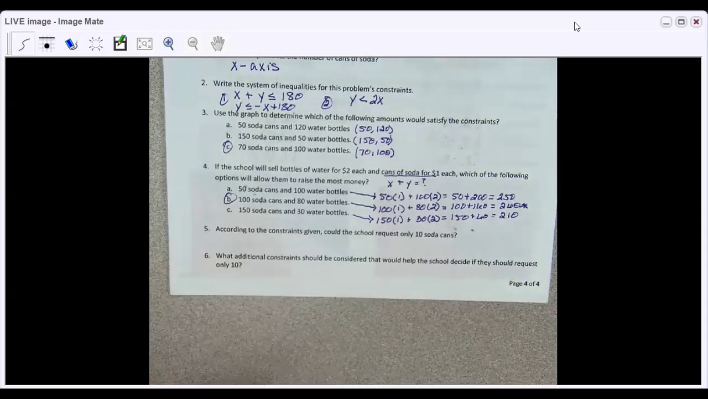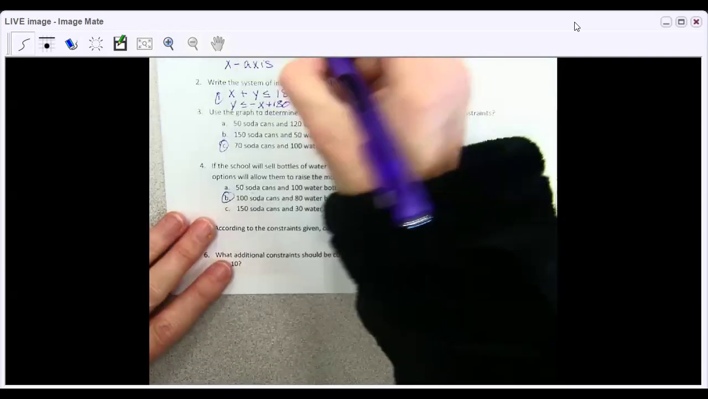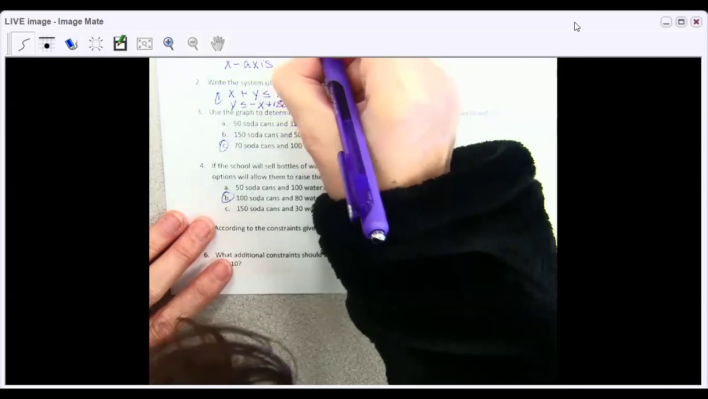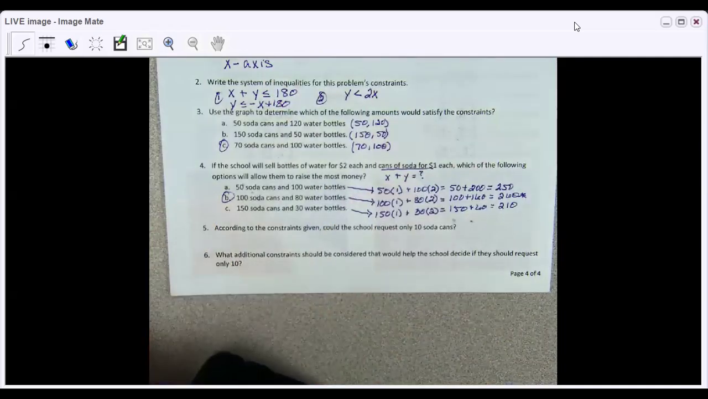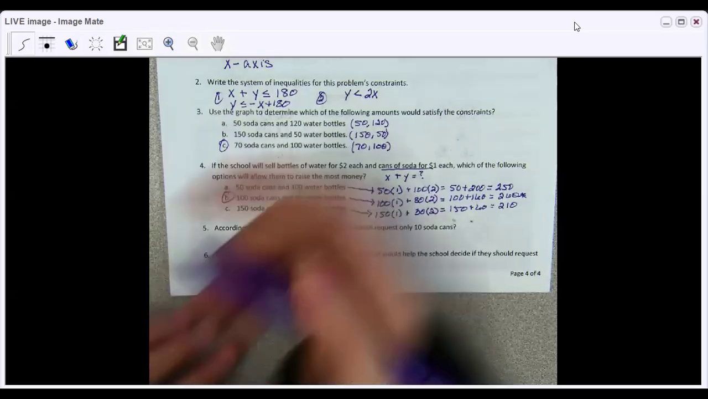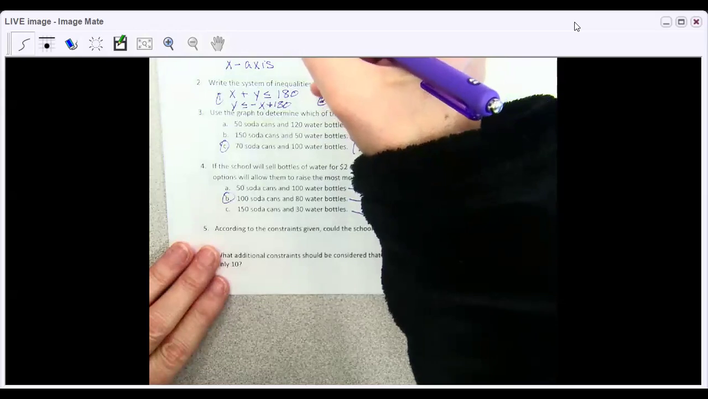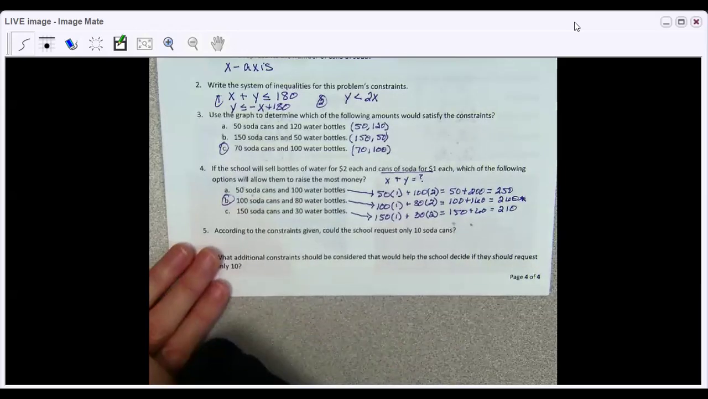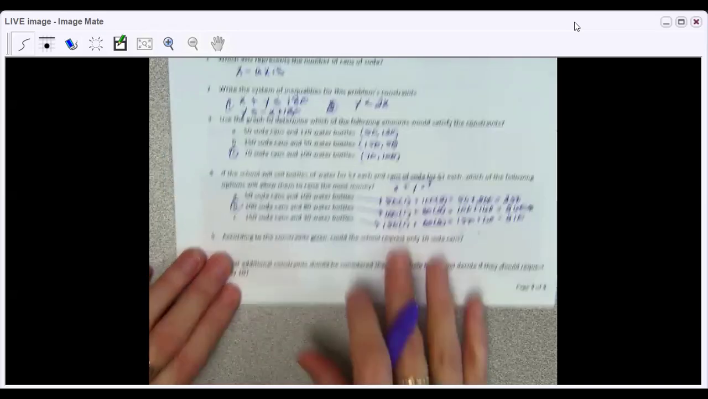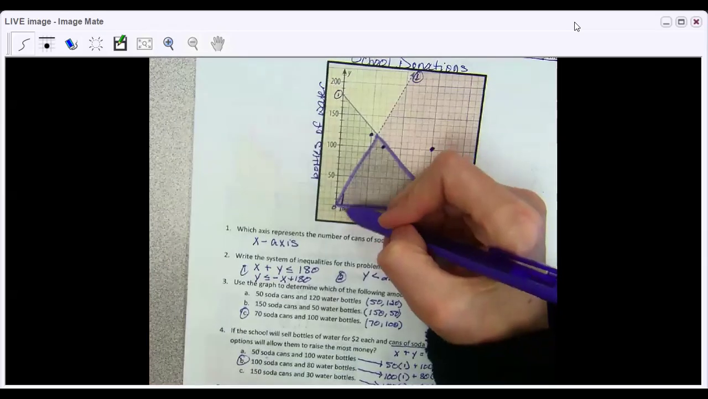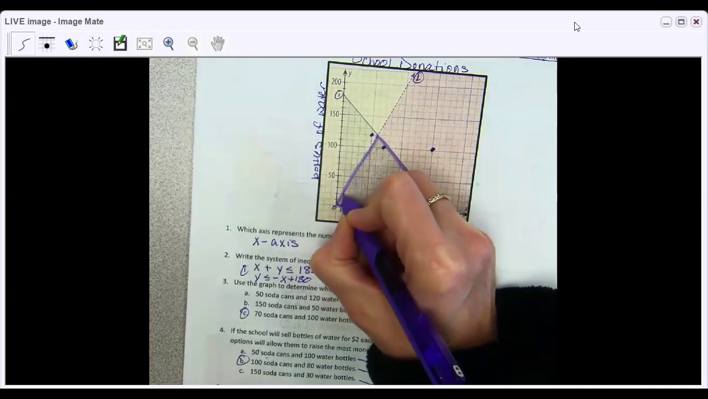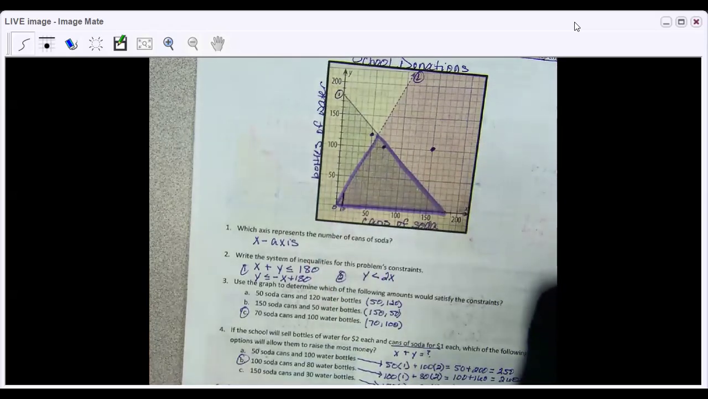All right. According to the constraints given, could the school request only 10? So we start with 0 and here's 10 soda cans. Well, if I look at 10, I could have anywhere in between this amount of water bottles. So right here, at 10, we can have anywhere between here and here of water bottles. It just wouldn't be 180 drinks. So the answer would be yes.